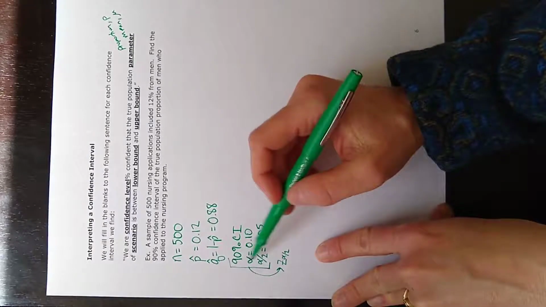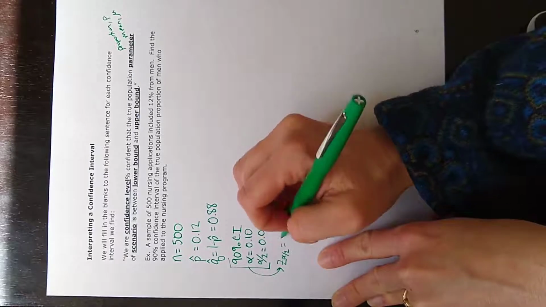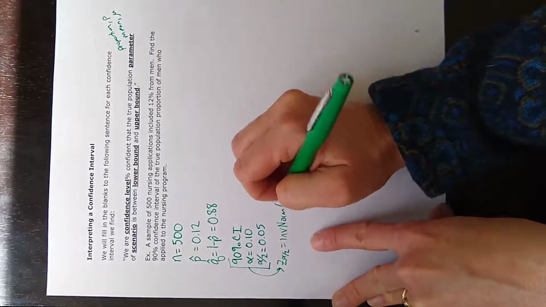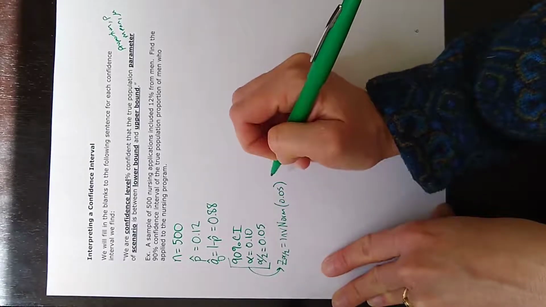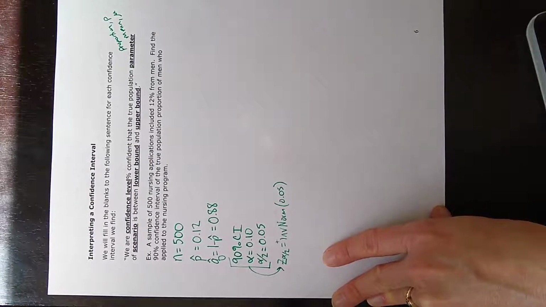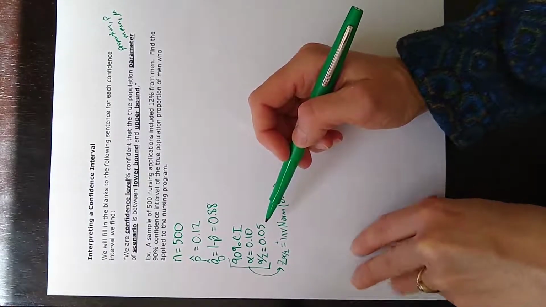Alpha is not really part of the formula we need. It just helps us get this z alpha over 2. So z alpha over 2 is going to be the inverse norm of the 0.05, and we're going to make it positive. That's kind of the steps we take, but we just did this in our table.